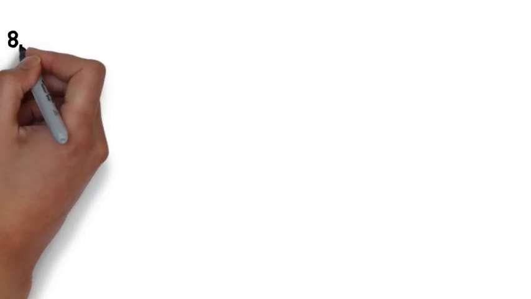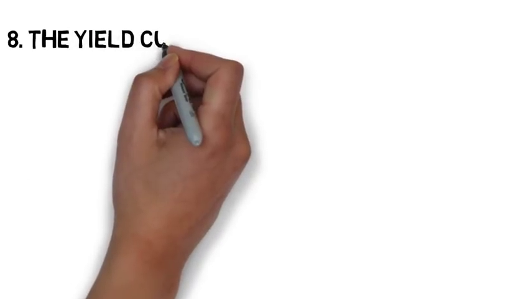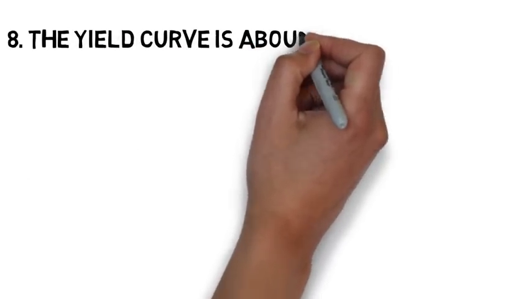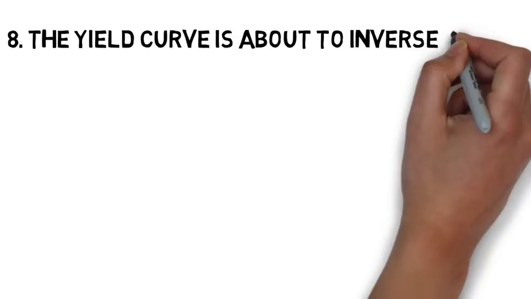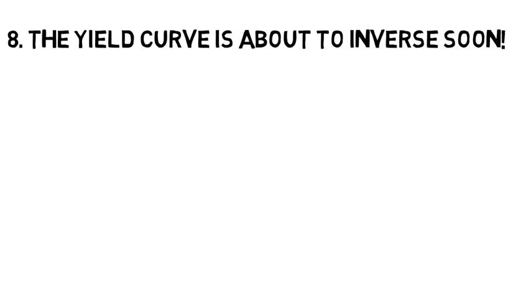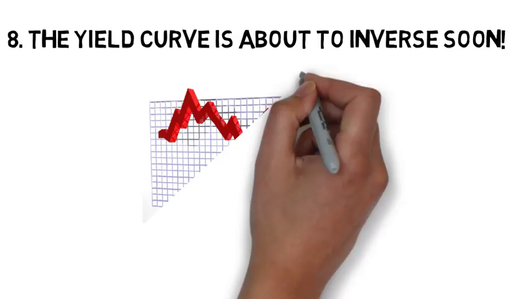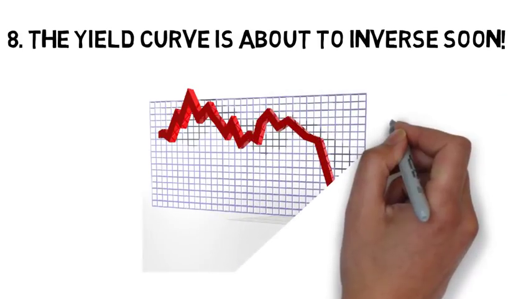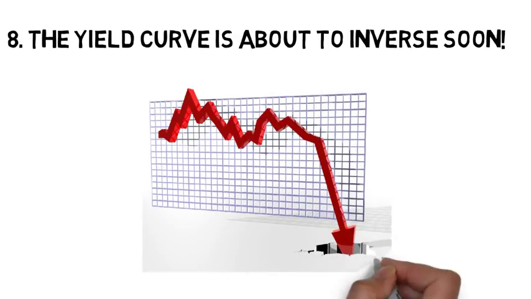Number 8, the yield curve is flattening and soon about to invert, which is a major indicator for predicting a bear market and a recession. If you haven't, check out my video about the yield curve where I explain why it is the number 1 indicator to predict a recession.